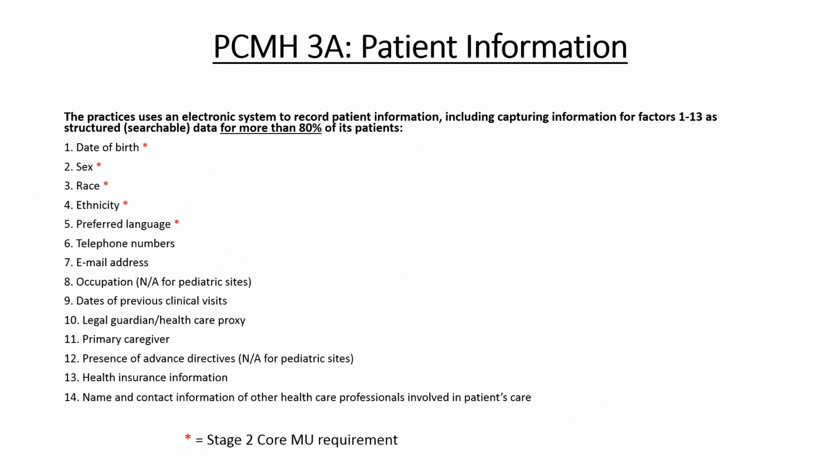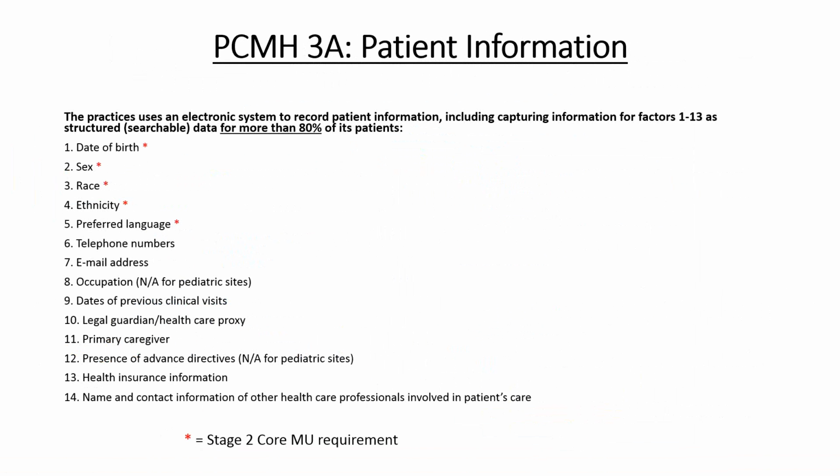For number 9, the dates of previous clinical visits, this is any of your encounters, so whether it be your face-to-face office visits, electronic visits, scheduled phone appointments, any of those alternative clinical encounters, anything that's a scheduled appointment, having all of that dated and in the patient record. Factor 11, the primary caregiver. This is not looking at the primary care provider. This is who gives day-to-day care for the patient. So if it's an elderly patient, it could be their child, that is their primary caregiver. It could be a spouse, a parent, whoever is that day-to-day care provider for the patient.